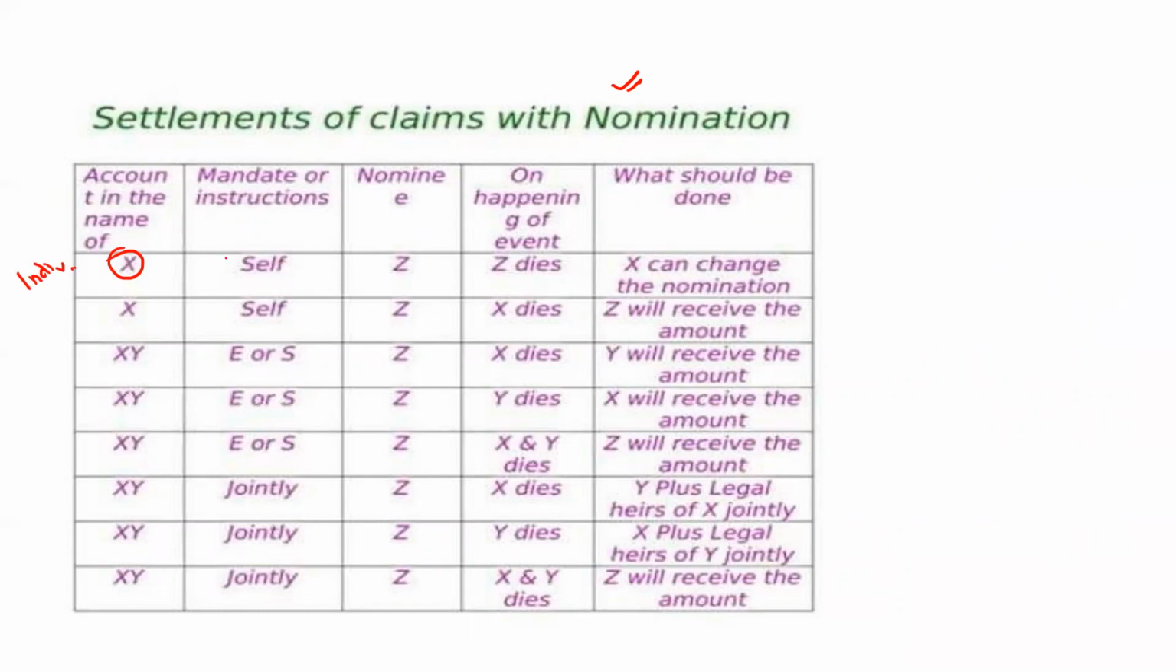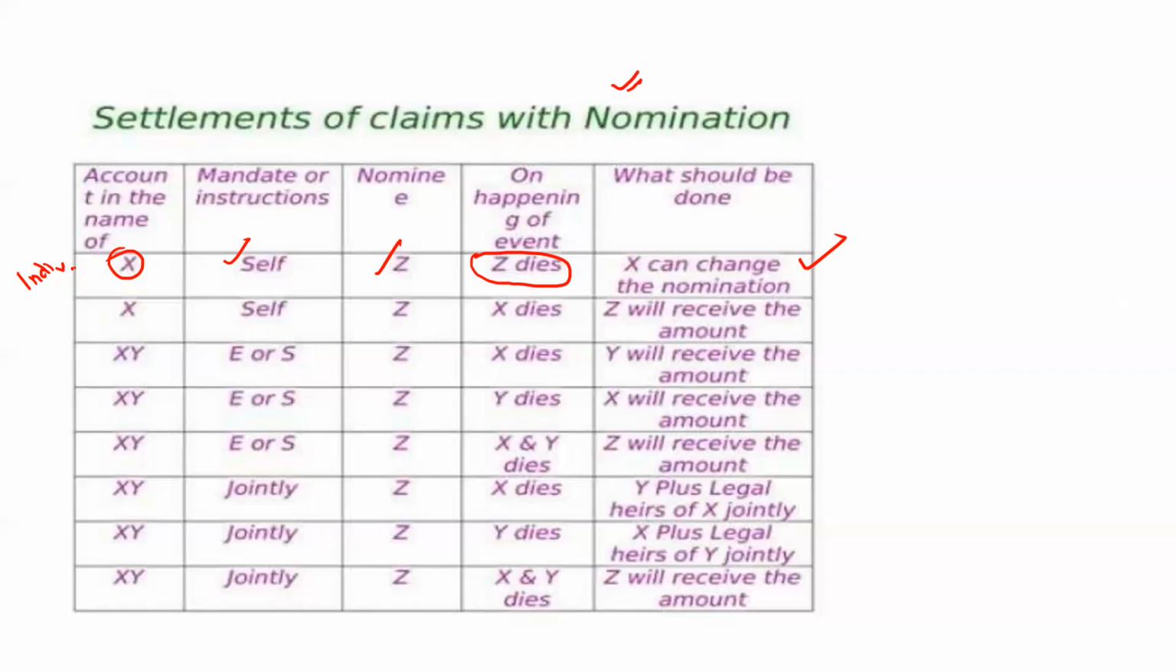And the mandate instruction is self. Clear, because it is an individual account. Nominee, there is Z. On happening, what happened? Z dies, the nominee dies. So what will happen basically in this case? What should be done? X can change the nominee, because the account holder is presently alive. So they can change the nomination.